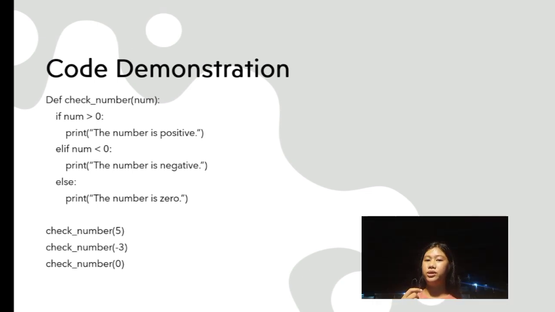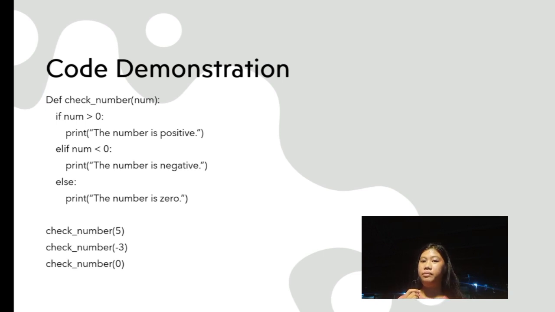Let's go through the code step by step. The code defines a function called check_number that takes one parameter, num. Inside the function, there are three conditional statements: if, elif, and else, to determine the nature of the number. If the value of num is greater than 0, the code executes the block of code inside the first statement and prints the number is positive.